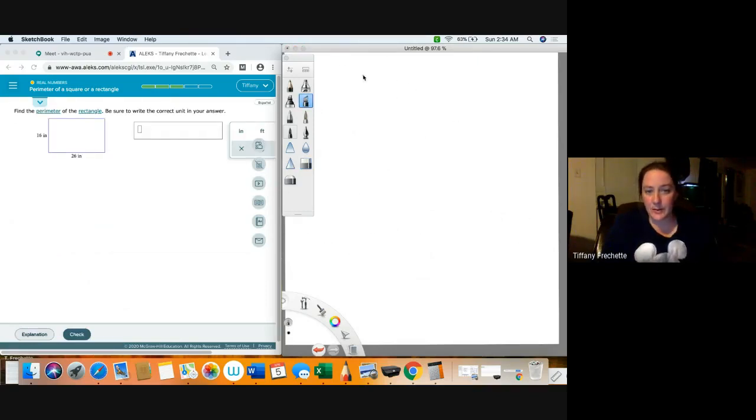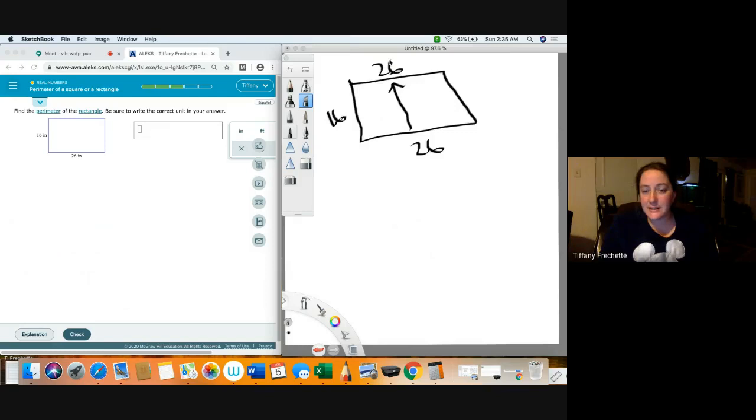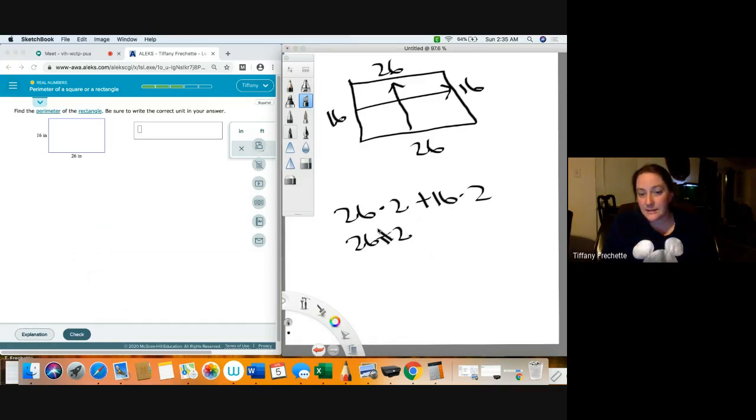Okay, so this one we're back to a rectangle. This says 16 and this says 26. So remember, the bottom is 26, the top is 26. If they gave you the top, then you could do the same thing and go down to the bottom. If this side is 16, then the opposite side is 16. So we have 26 times 2, plus 16 times 2. Again, this is the same thing as saying 26 plus 26.